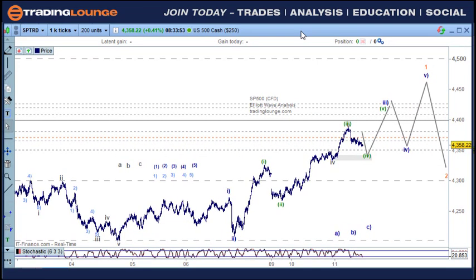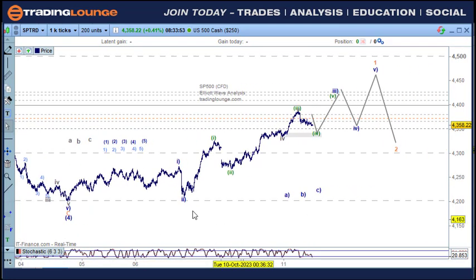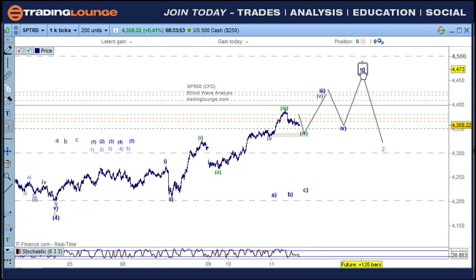So we've got the S&P 500 here. We're talking about having a wave 4 low in here, and we're trying to build a case with 5 waves. Do we have the 5 waves up here yet? No, we don't.